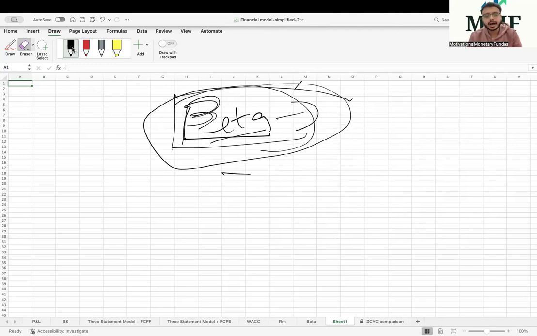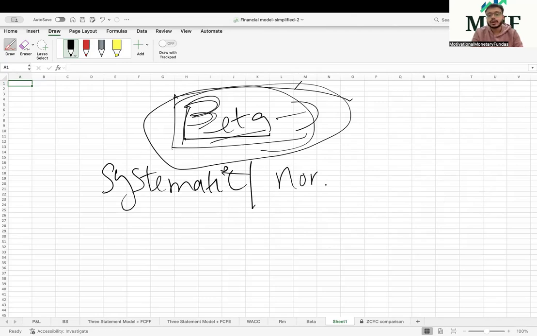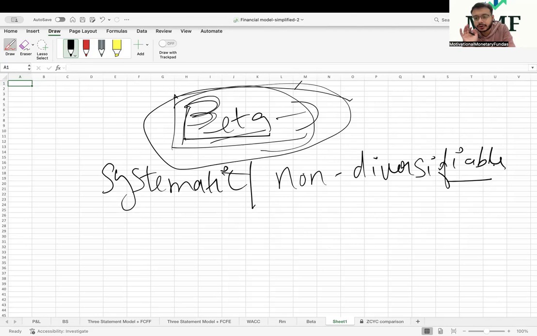तो अगर मैं बीटा की बात करूं इन सिंपल लैंग्वेज, बीटा इज अ मेजर ऑफ सिस्टमैटिक रिस्क. Beta is a measure of systematic risk. Systematic risk is also called non-diversifiable risk. That is the risk which you cannot diversify.